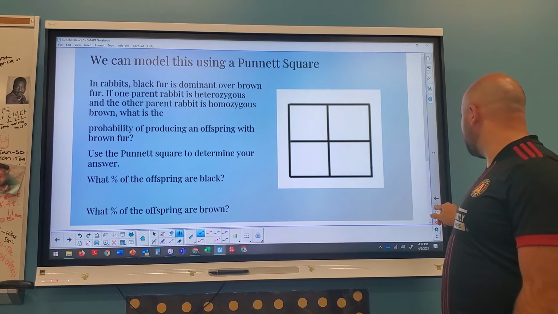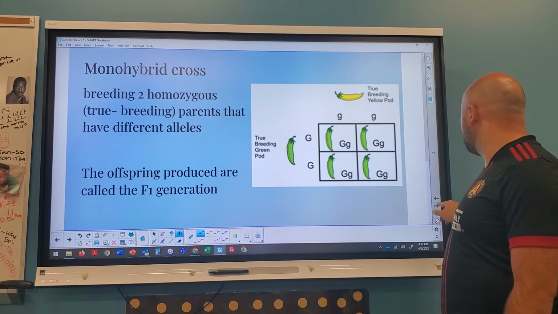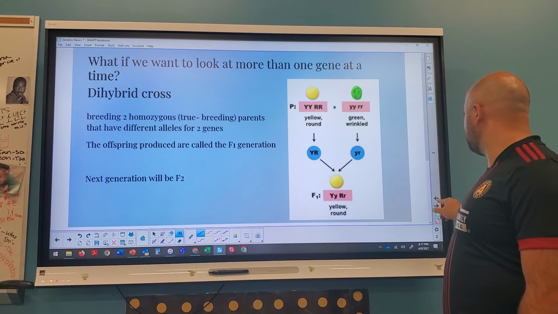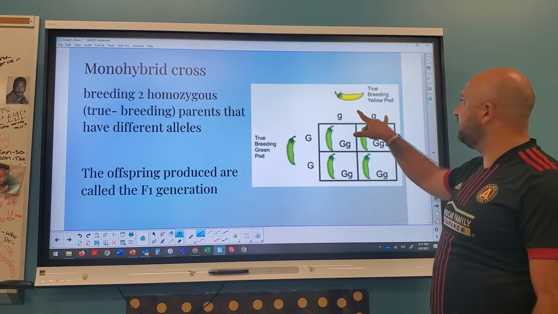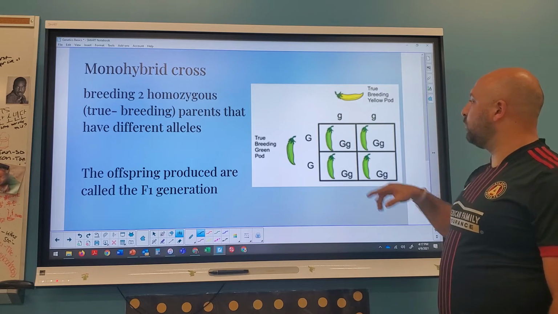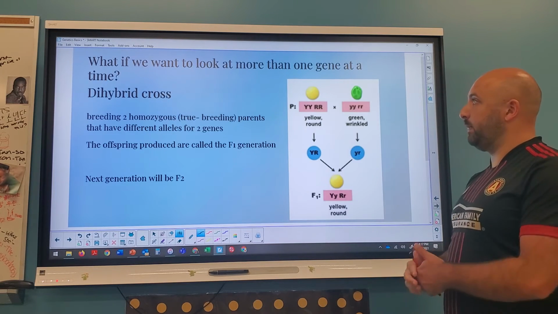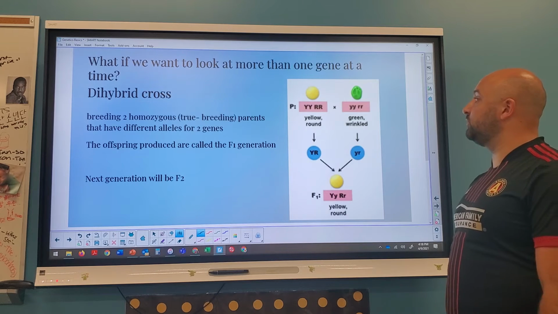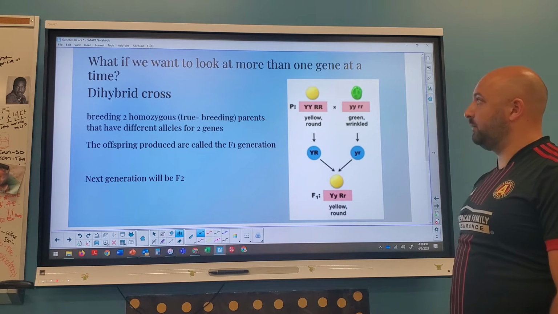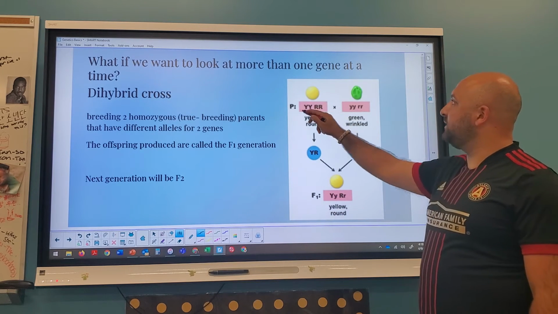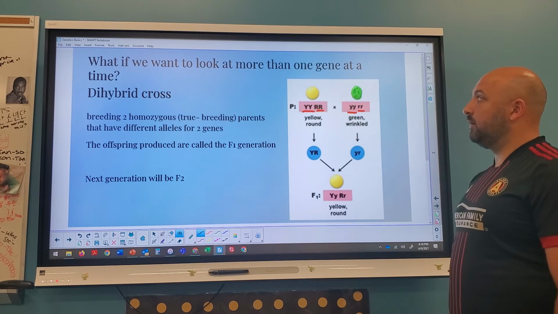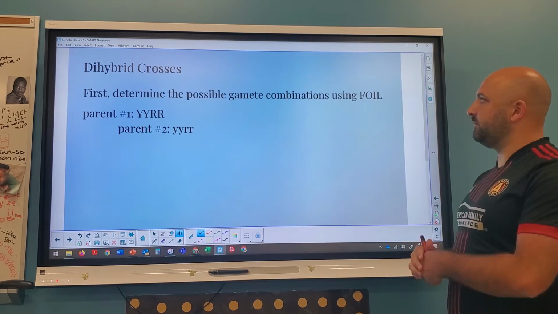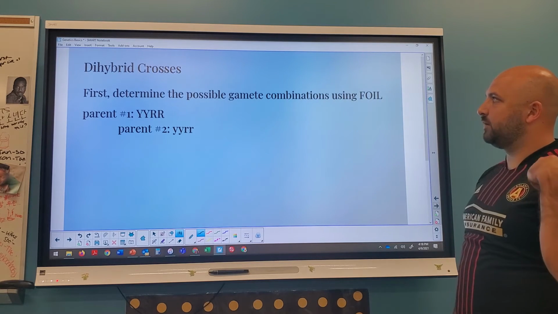What you want to be able to do now in high school is do what we call dihybrid crosses. And you can, of course, pause this anytime and look at some of these slides if you need help. The monohybrid cross, just one gene, mono meaning one. A dihybrid cross means we're looking at 2 genes now, okay? And so in this case, we have YYRR and yyrr. So let's look over here at this. I think this is probably a good place to start.